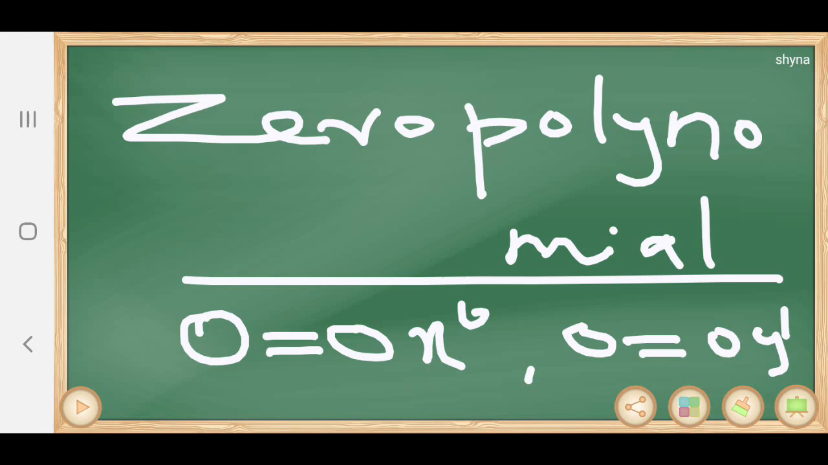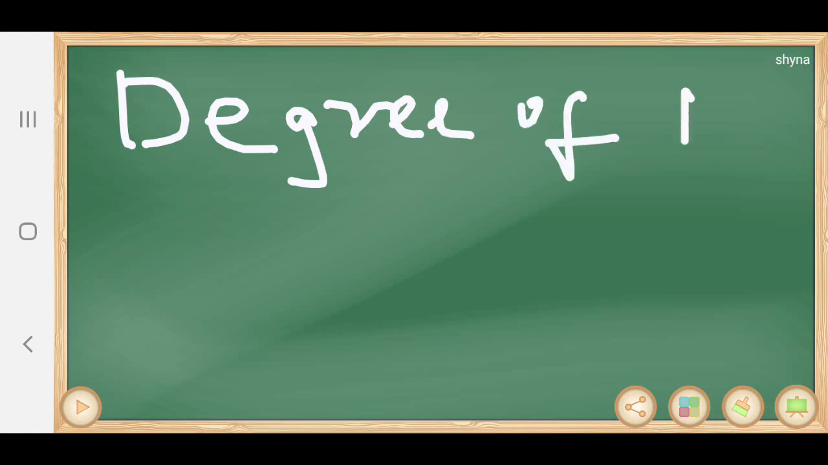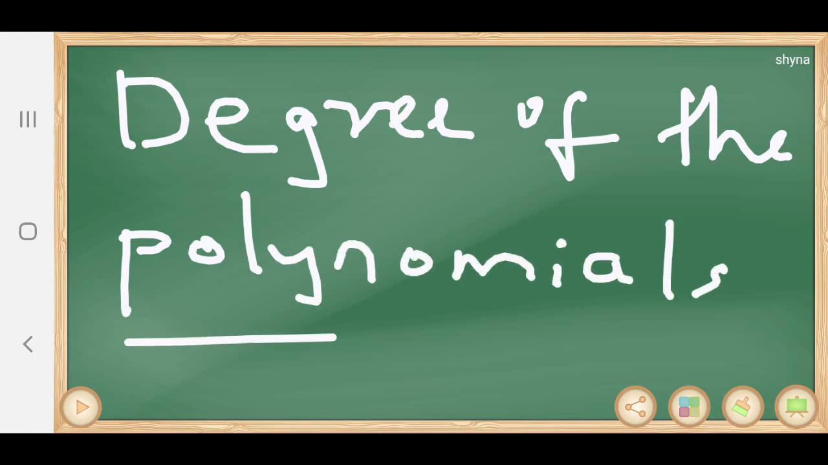These are the main concepts you have to understand. One more concept is there, and after that we can move to problems. Next, degree of the polynomial. Write the next heading: degree of the polynomial. Degree means, let me explain.